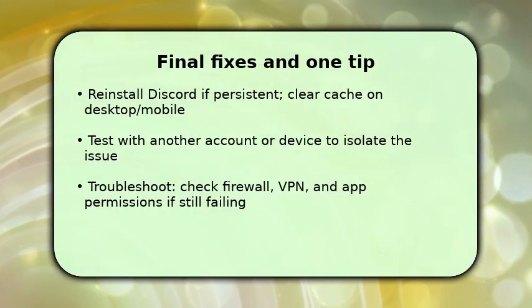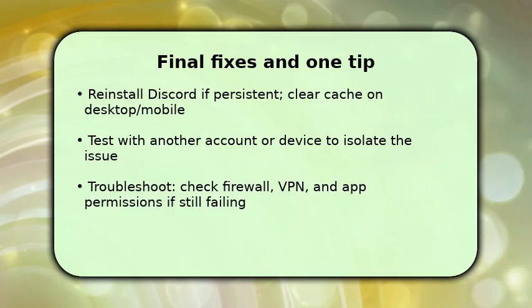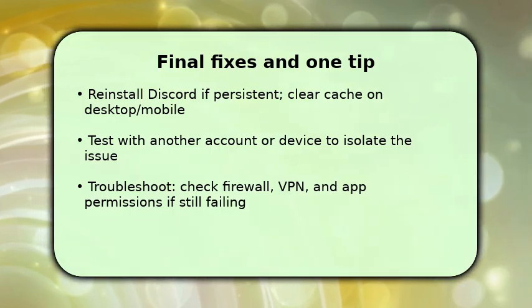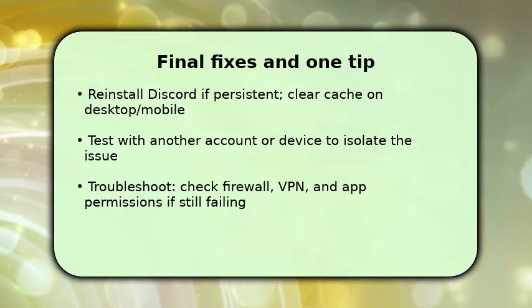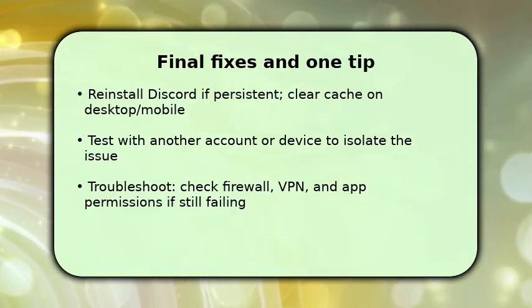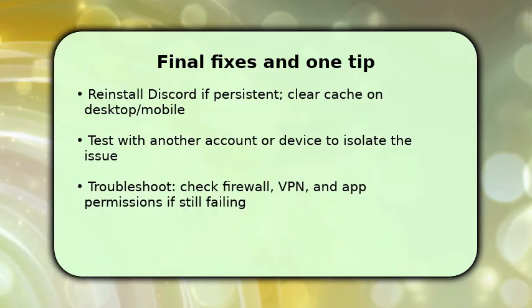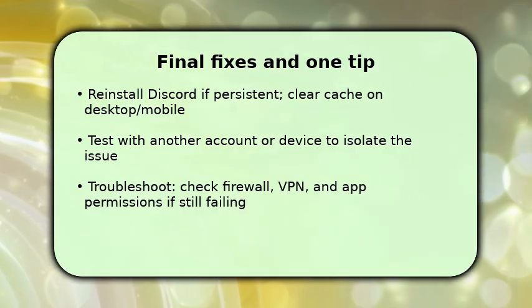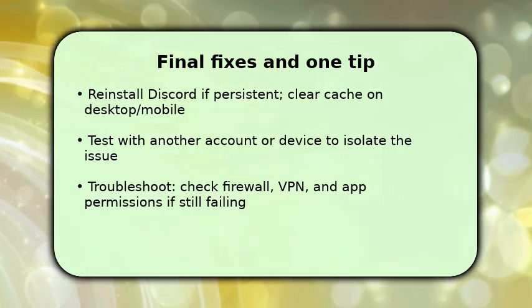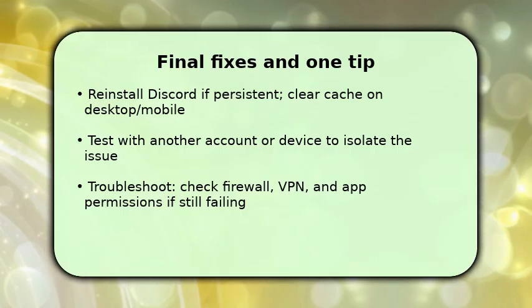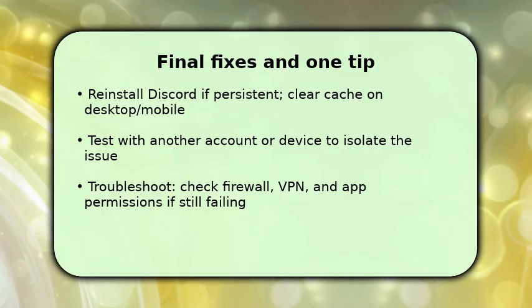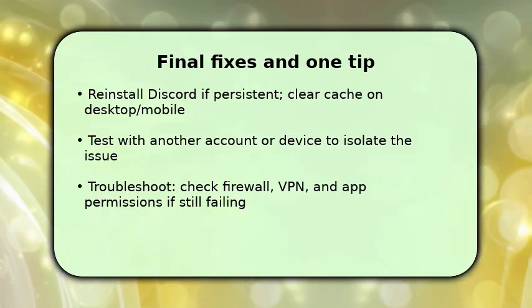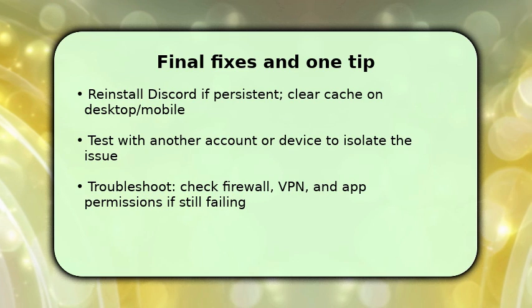To finish, clear Discord's cache or reinstall the app to remove corrupt files that block notifications. You should also test notifications using a different account or device to determine whether the issue is account-specific or device-specific. If alerts still fail, inspect your firewall, VPN, or privacy tools that may block Discord's push traffic. One key tip: if nothing works, temporarily disable the VPN and retry. Many VPNs interfere with push notification delivery, and that simple step resolves tricky cases.